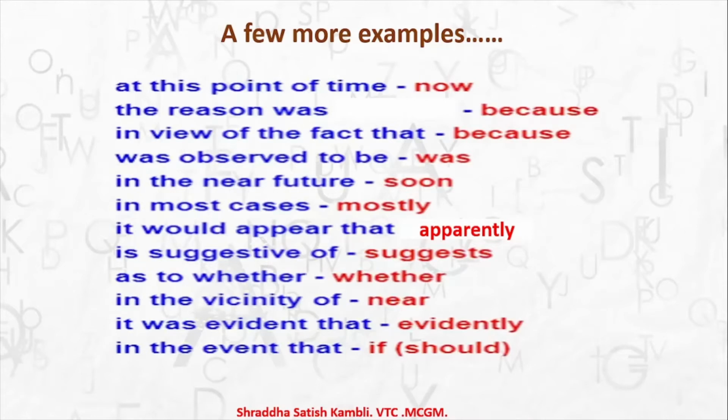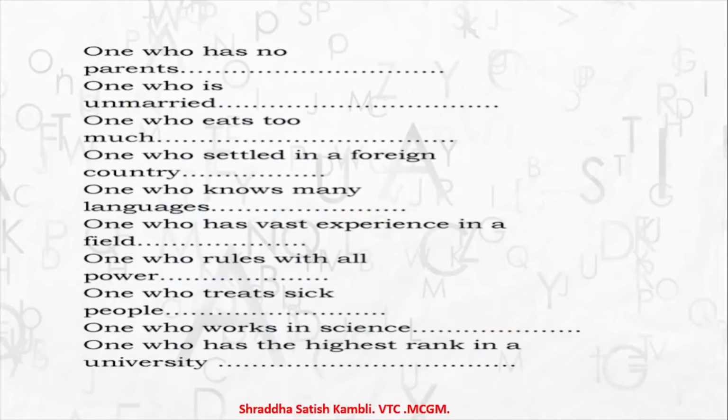Okay, so these are all the single words that you can use instead of these many words that we have. So this is one way you look at the examples. Now let us take a look at another way on how you can use one word for many or vice versa. So look at these many words now. One who has no parents. So someone who has no parents, what is that person called? An orphan.